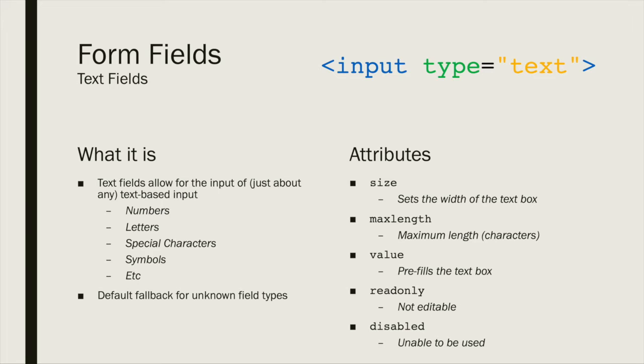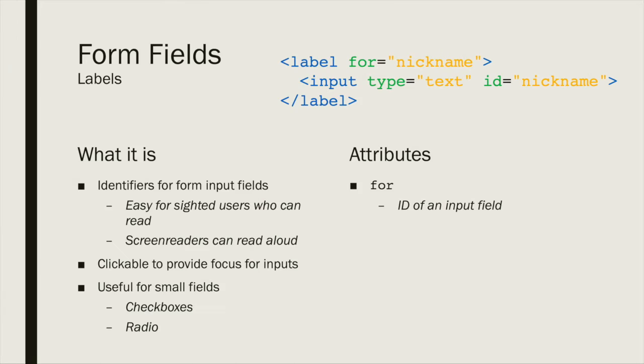A few attributes of the input tag for the text type are size, which sets the width of the text box, max length, giving you a maximum length or characters that can be put inside of this text box. Value pre-fills the text box with something. Read only means that it's not editable, and disabled means that you can view it, but the text box is unable to be used. There's a reason for this. We'll get to that in a minute.